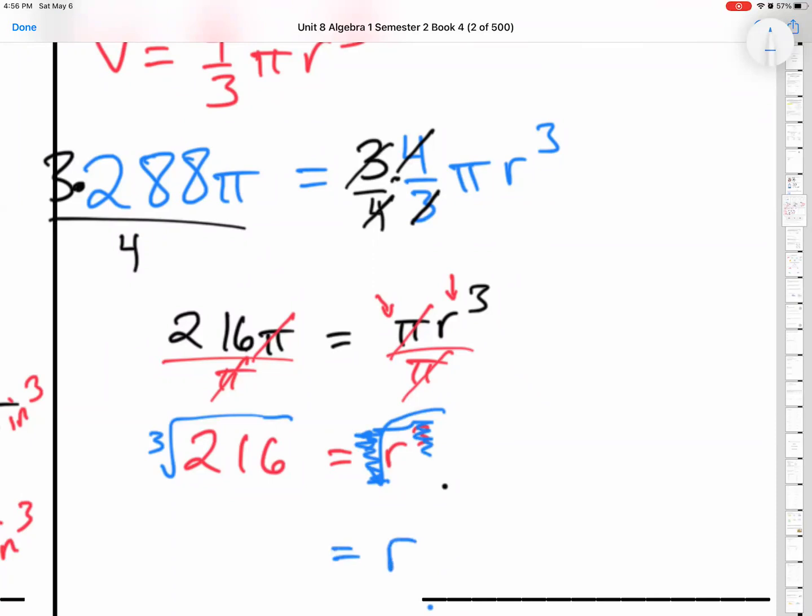equal to something. Now, how to find this value is you have to think of a number that when you multiply it by itself and then multiply it by itself again, you get 216. And so the value that does that is 6. So if I were to take 6 times 6 times 6, I would get my 216. So kind of reversing that, that's how we get this value of 6. All right, so there is our r value.